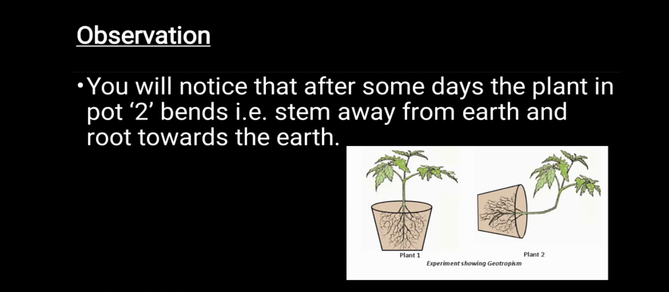Whereas in pot 2, which is kept in horizontal condition, the stem bends away from earth exhibiting negative geotropism and roots bend towards the earth exhibiting positive geotropism.